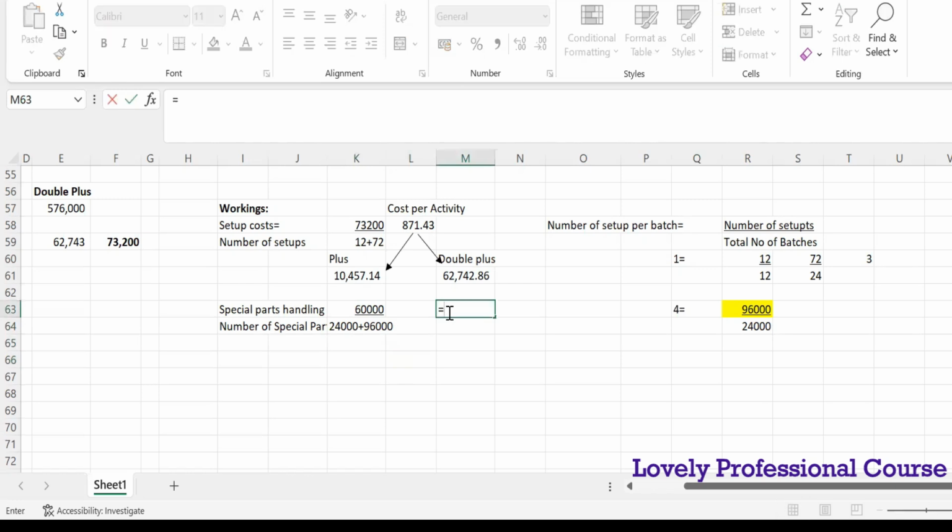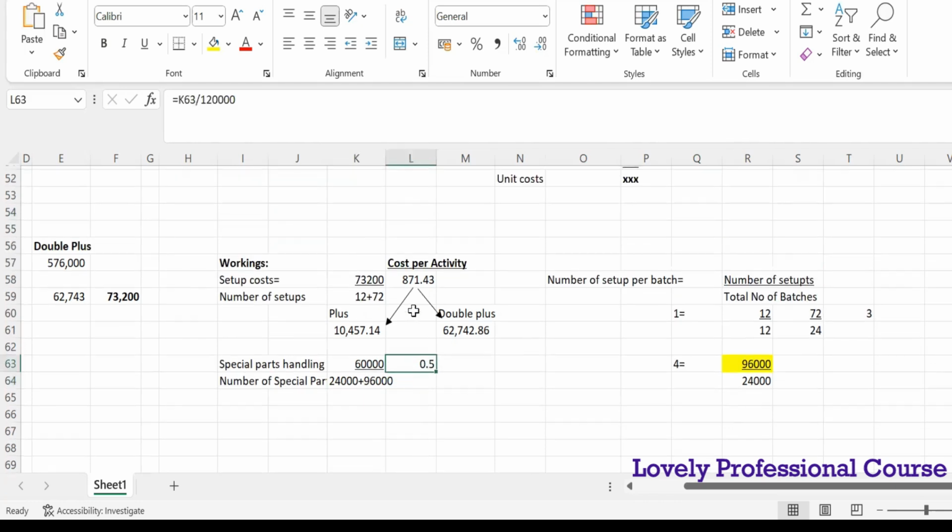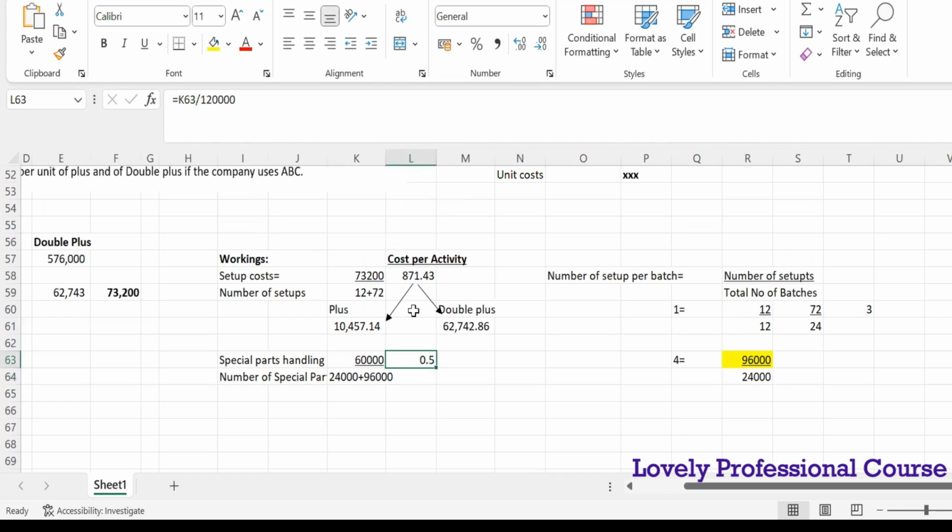So here the answer will be the cost per activity. The cost per activity should be this divided by... So if you take 96 and you add this 24,000, you get 120, divided by 120. So you are going to get now 0.5. So the answer is 0.5, which means you're going to get 0.5 euros per special parts. Is that okay? So let's allocate to plus, and let's allocate to double plus.